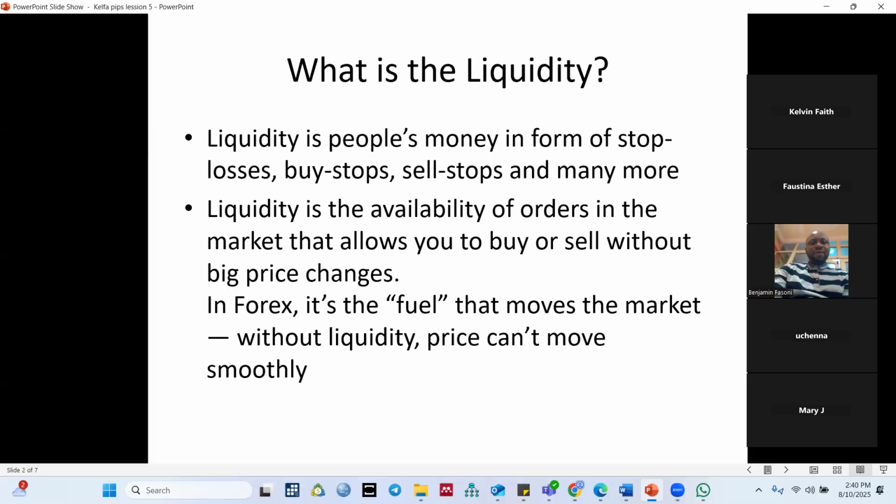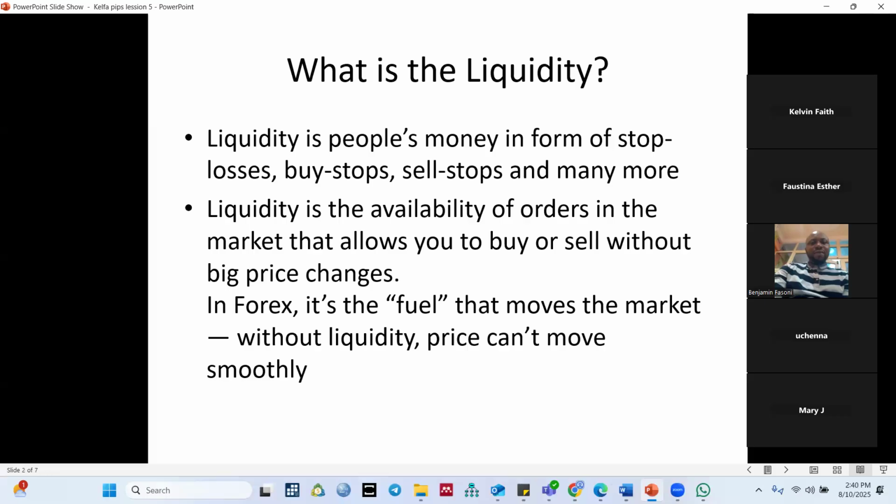Liquidity is where people's money in the form of stop losses, buy stops, sell stops, and so many others, where those people's money actually resides or rests. So liquidity is where money is. If we want to use a short form of mathematics, then we can say liquidity is equal to money. So when you hear liquidity, liquidity is money.